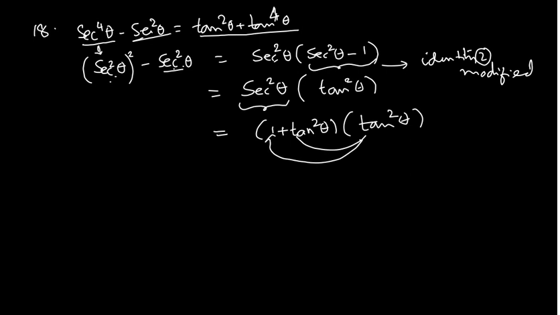So you get tan square theta plus tan to the power of 4 theta. So we proved what is required. Tan square theta plus tan to the power of 4 theta, we can't simplify that. This is the same as the right hand side.